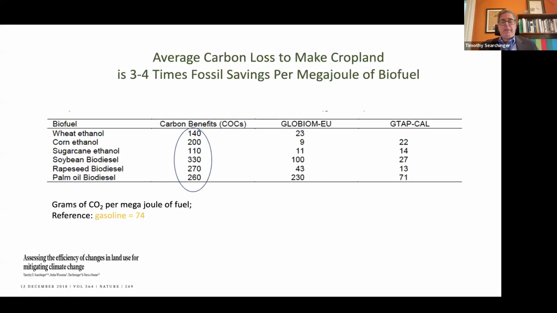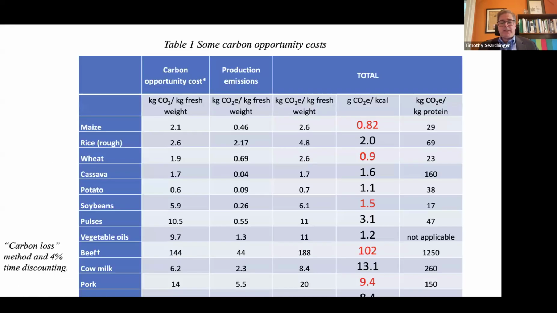Now, when you do that, you get some interesting findings. And I'm going to focus, there are different columns here. These are the carbon opportunity costs. This is the land use cost. We call it the carbon opportunity cost. And these are the emissions from the production. So this is in kilograms of CO2 equivalent per kilogram of fresh weight. That's the same as tons for tons.